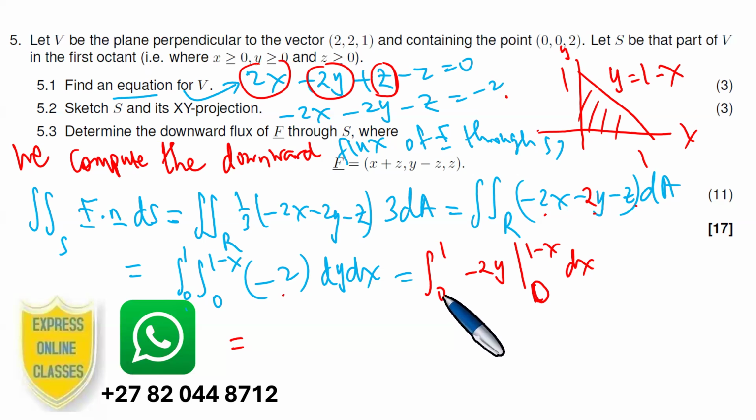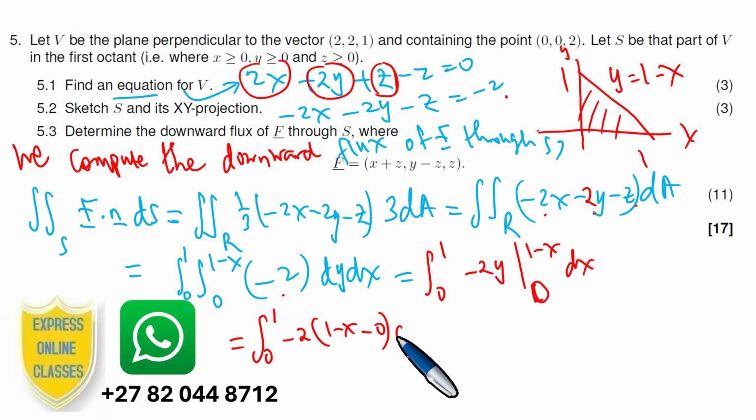Would get exactly the following. Right, let us integrate together. Okay, so we integrate from 0 to 1. So it's minus 2, and then you substitute everything. You substitute the 1 minus x and then minus 0 dx. And then if you simplify this one, it becomes the integral from 0 to 1 of minus 2 plus 2x dx.